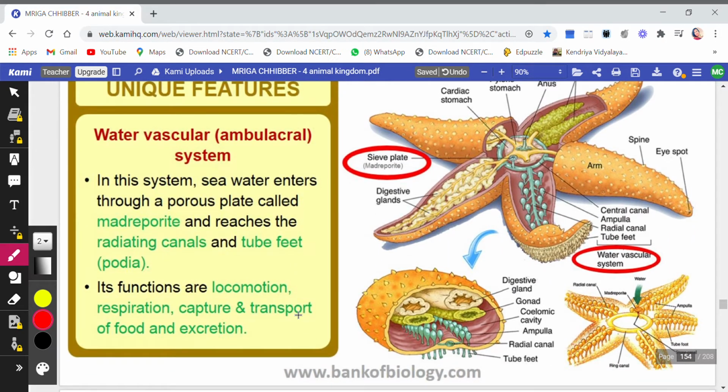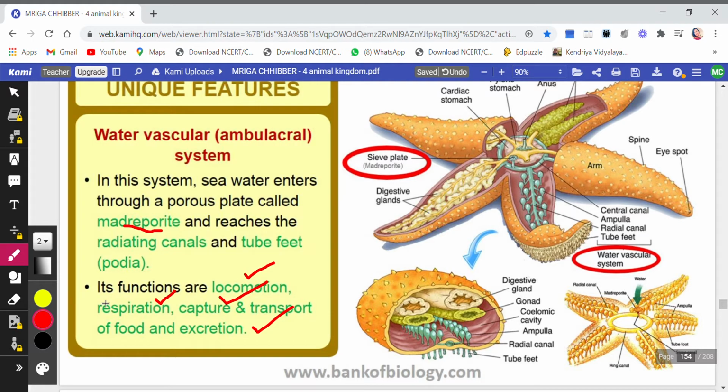Next, water vascular system is described properly here. As you see in this system, sea water enters through porous plates called madreporite. Now these things you won't find in your NCERT, but a little bit of extra information they have added here, and it reaches the radiating canals and the tube feet, that is the podia. Its functions are: the water vascular system helps in locomotion, respiration, capture and transport of food and excretion. Now, how does this water help in locomotion? Children, when the flow of water is there in a particular direction, the whole organism will also move in that very direction. So, this helps in locomotion.